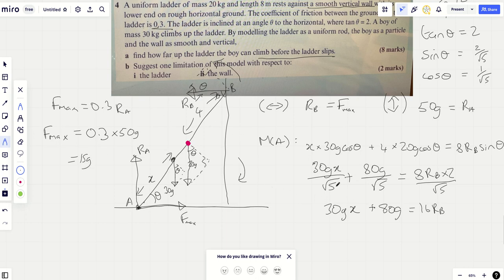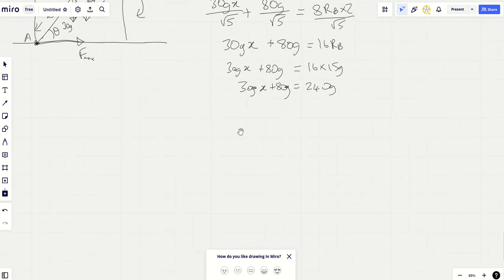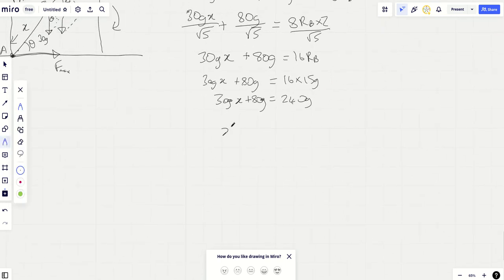And so here, as F max is RB, I can now say that 30gx plus 80g equals 16 times 15g. I think 16 times 15 is 240. So that's going to be 240g. So 30gx plus 80g is 240g. So that's going to be equal to 160g, and x is going to be equal to 160g over 30g, or in other words 16 over 3, or in other words 5 1/3 meters.